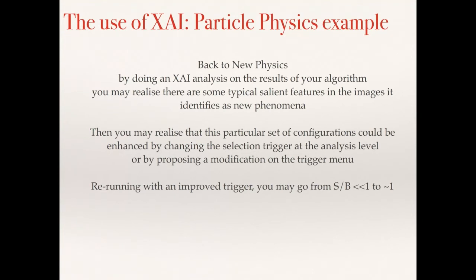And you might be able to say, well, if you want to find this kind of new physics, you probably need to add this particular trigger to the menu. And maybe after all this work, you realize that we're running with an improved trigger, so collecting more data and doing a different analysis, you may go from hopeless to actually having some hope of finding new physics. Okay, any questions?